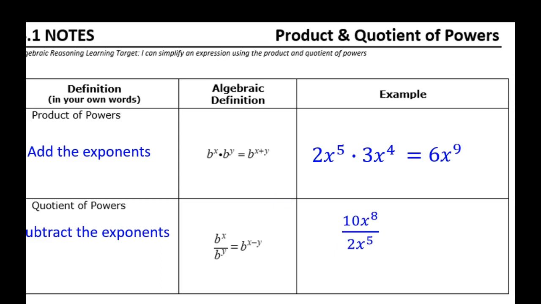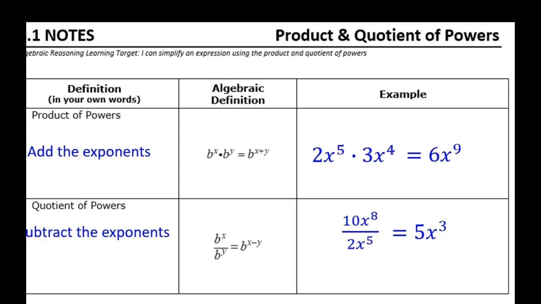Now the 10 and the 2, those are normal, so we're going to divide those coefficients. 10 divided by 2 is 5. And then x to the 8th and x to the 5th, like it says, we're going to subtract. So 8 minus 5 is 3. So again, 10 divided by 2 is 5. 8 minus 5 is 3. Now that's the first part of your notes.